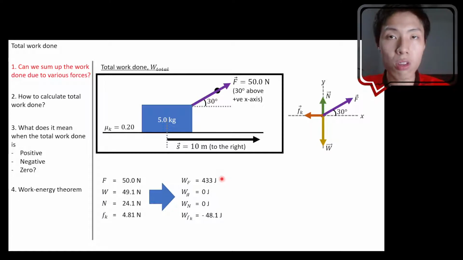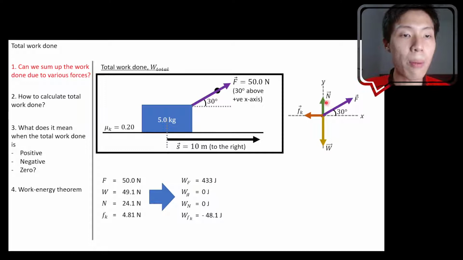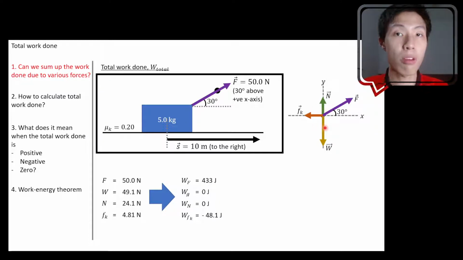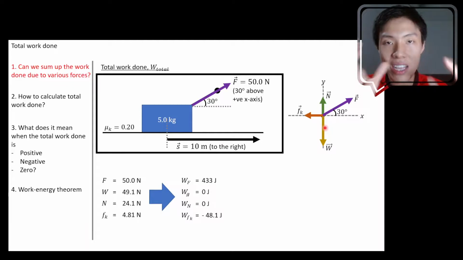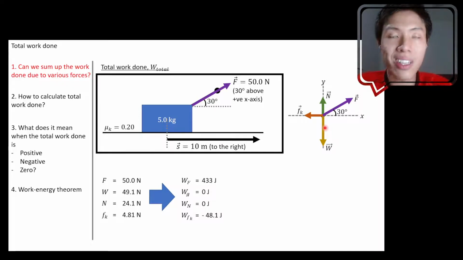So now we are going to talk about a new concept which is called total work done. We know there are multiple forces acting on an object here, and in chapter 4 we learned that the effect of it is determined by the net force, which is the vector sum of all the forces acting on an object. So now if I want to talk about the net work done, or all this work done added together, what will be the final work done?